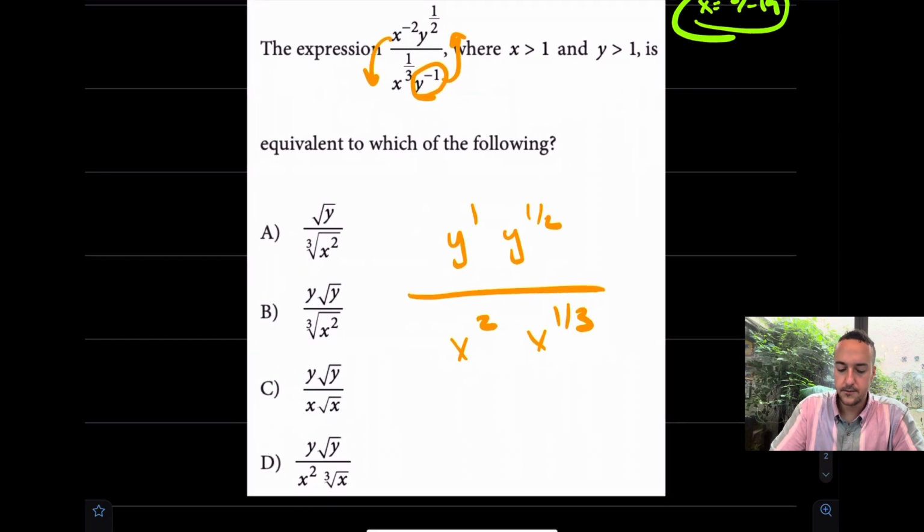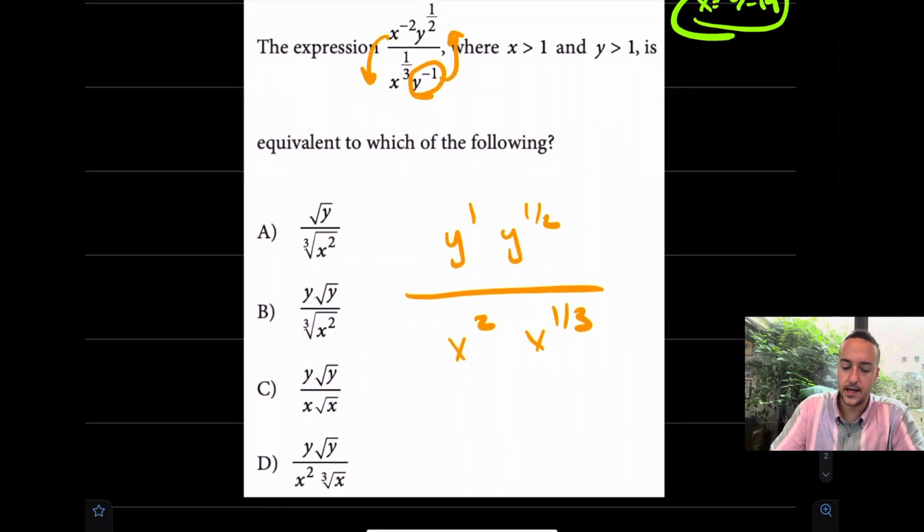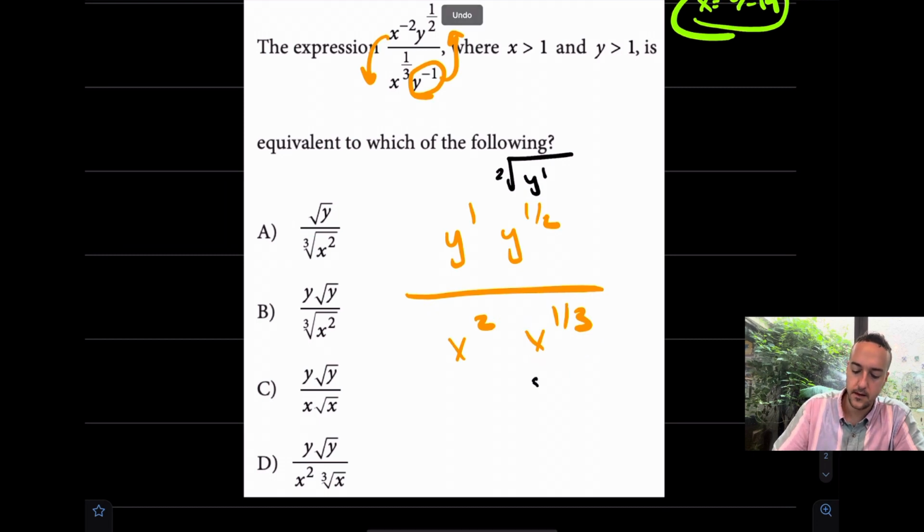Now what? Well, now especially using the answer choices to guide us here, what can we see? Well, we can see that, wait a second, y to the 1/2, didn't we talk about that? Isn't that really something special? Isn't that really the second root of y to the 1? I think so. What about this one? Isn't that really the cube root of x to the 1?